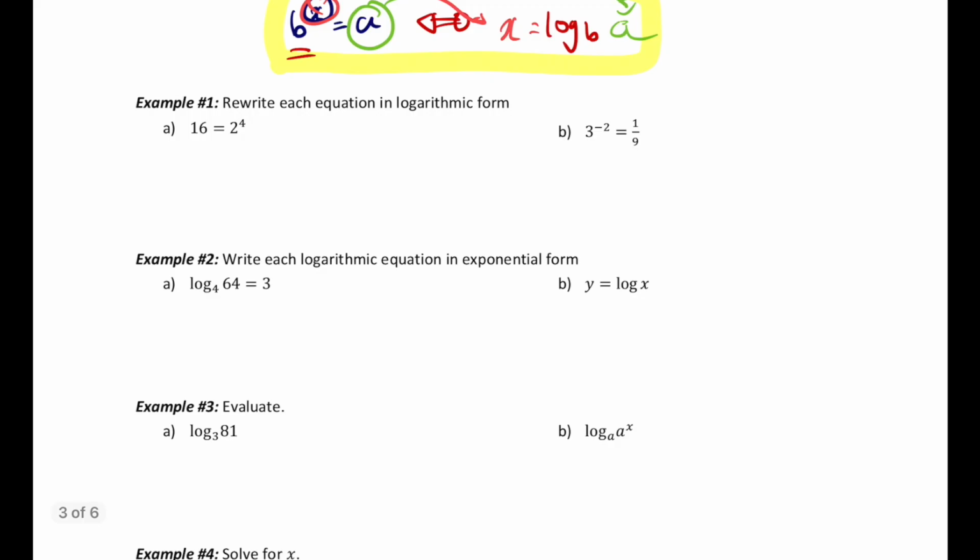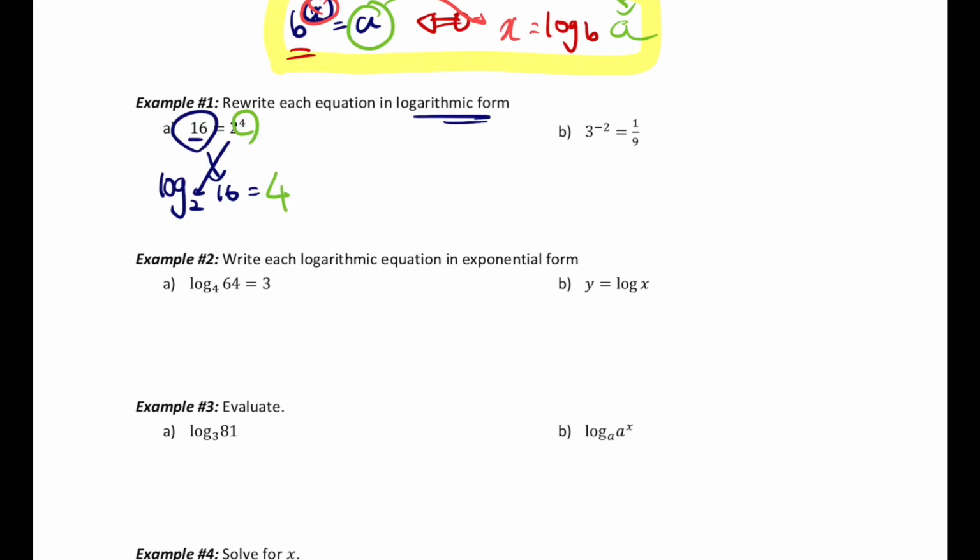Then let's try some examples. Okay, so example number 1, we're going to rewrite each equation in logarithm format. So we have equations in exponent equation format, and we're going to change them to logarithm format, right? So we have 16 equals 2 to the power 4. The base becomes the base of the logarithm, right? And then the number, or what the exponent equation equals to, becomes the number of the logarithm, and the exponent becomes what the logarithm equals to, right? That's what you need to remember.